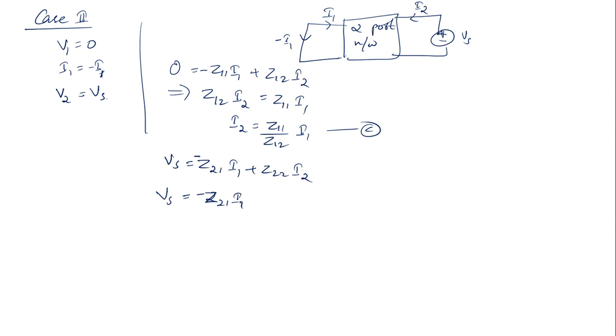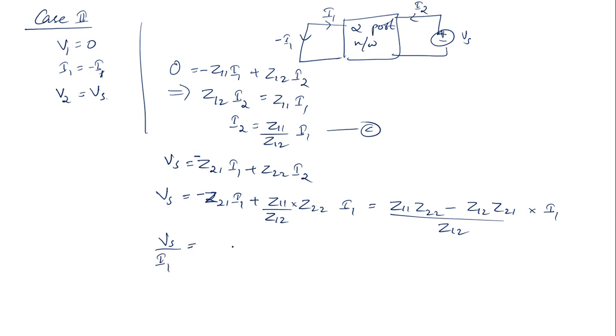Okay, my mistake. So that is minus Z21 I1 plus Z11 by Z12 into Z22 I1. You can just take the LCM. You will get Z11 Z22 minus Z12 Z21 divided by Z12 into I1. And you can take the ratio Vs by I1. Okay, so you'll get Z11 Z22 minus Z12 Z21 divided by Z22. You can take this as your equation 3.